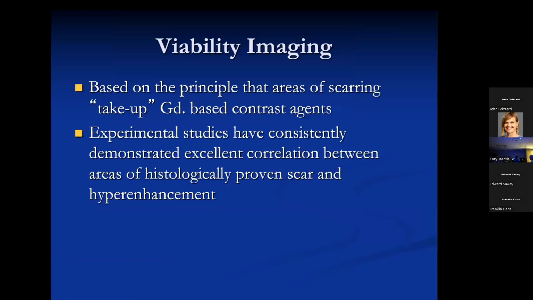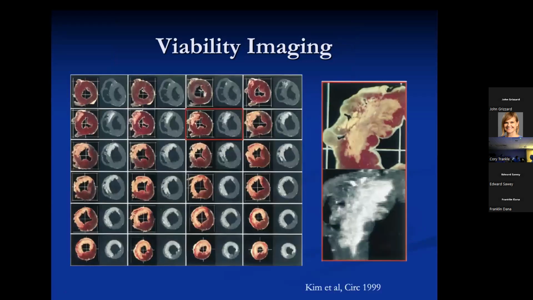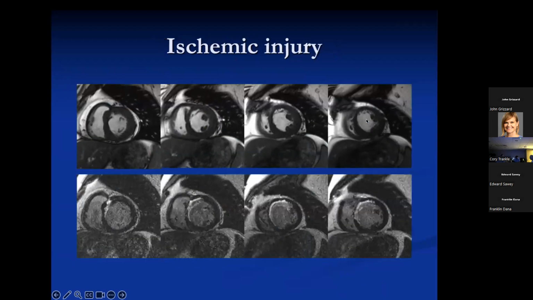So the point of viability imaging is that you're looking at areas of scarring that appear to take up gadolinium, but it's not really like a homing agent for scar, right? It's apparently taken up because normal myocytes exclude gadolinium, right? And so there's a really good series of experimental images that demonstrate a near fingerprint match between the areas of enhancement on MR and the areas of infarction.